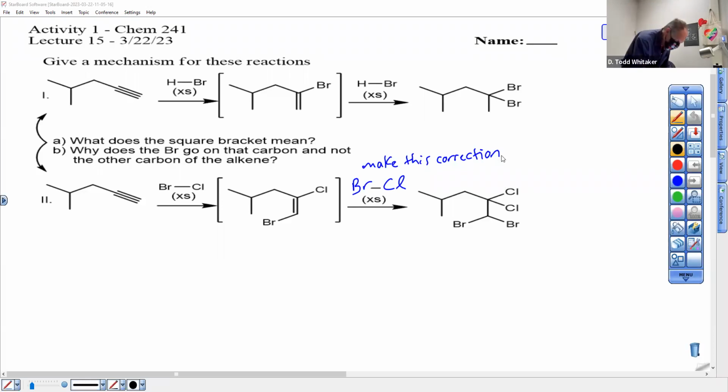Are we surprised that in this one, the pi attacks an H, and in this one, the pi attacks a Br? In both cases, it's the less electronegative atom, isn't it? Yeah. Are we surprised the Br minus leaves with a new lone pair, and the Cl minus leaves with a new lone pair? We're not surprised at all, are we? So we're going to get a Cl minus, and we're going to get a Br minus. I'm going to need a lone pair probably. And on the first one, we get a carbocation.